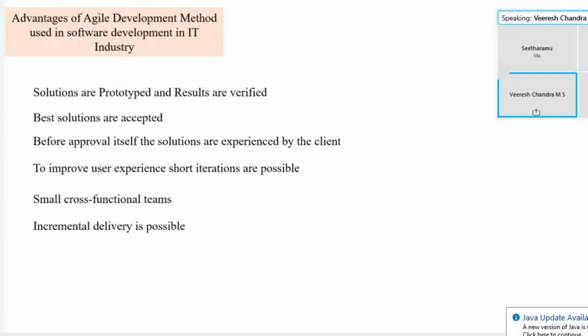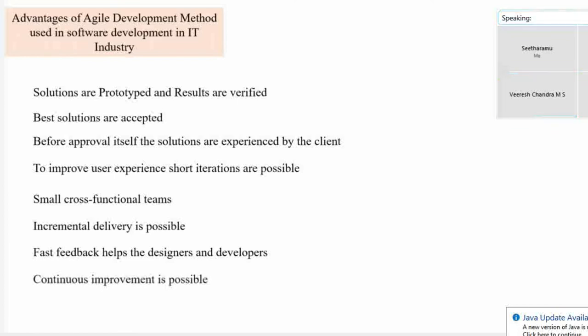Instead of delivering in 12 months, what we can do, each month we can deliver a bit of the project itself. Fast feedback helps the designers and the developers, of course. So by using this strategy, or let us say methodology, obviously continuous improvement is possible.